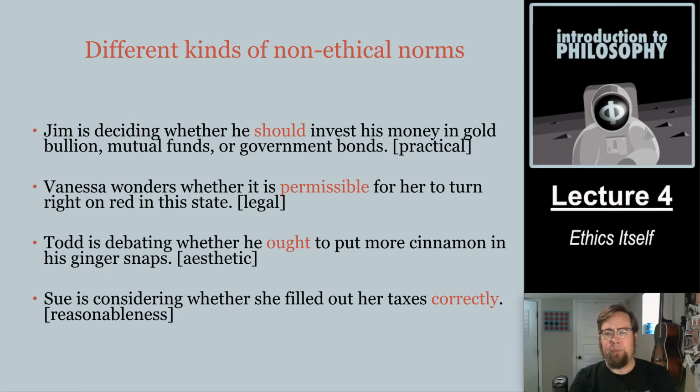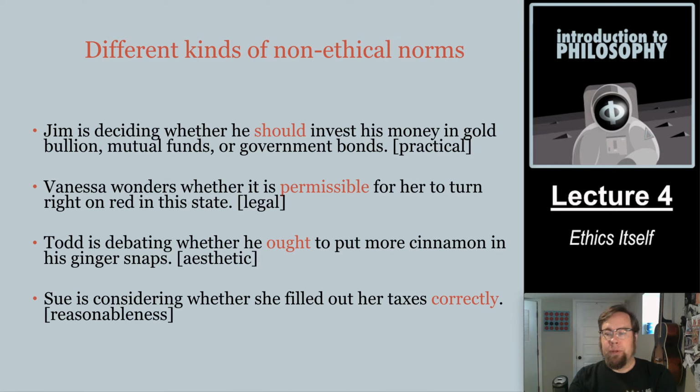So here are some non-ethical norms, and they are illustrated by some sentences in which we might use normative language. The normative language is highlighted. So, for example, the word should is highlighted in this sentence. Jim is deciding whether he should invest his money in gold bullion, mutual funds, or government bonds. So that's normative language. We're talking about what Jim should do, but it's not really an ethical sense of the word should. It's more of a practical sense of the word should.